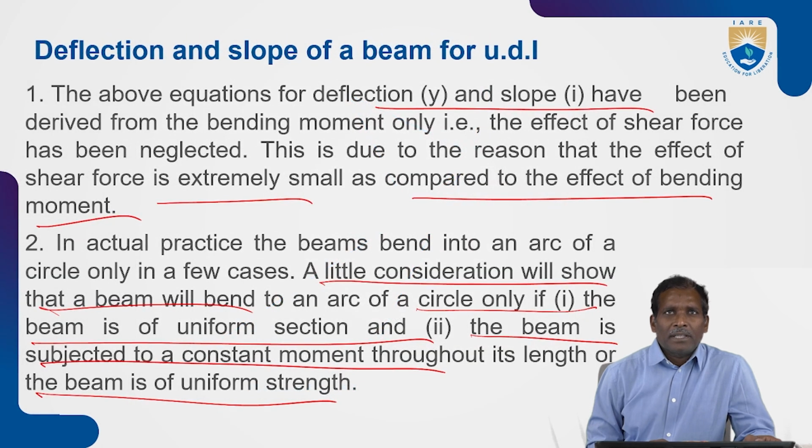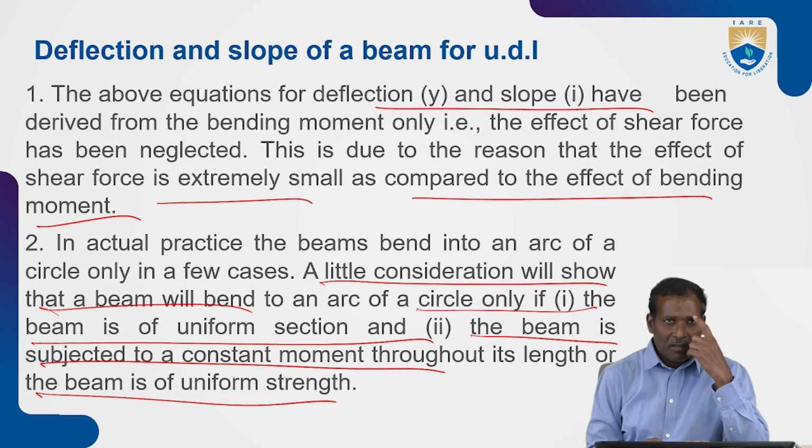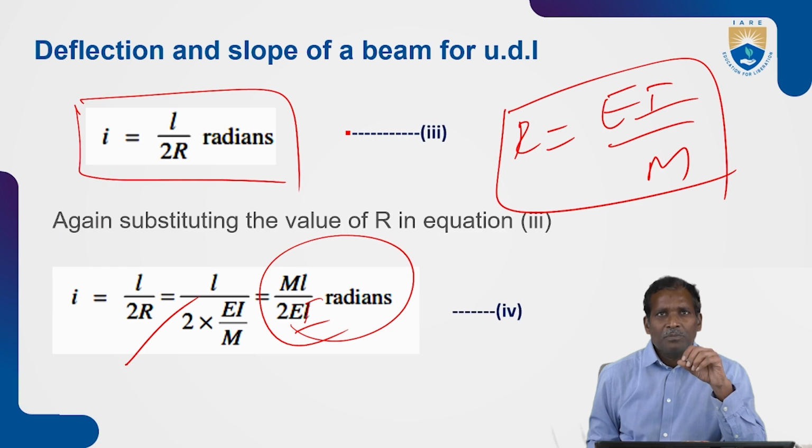In actual practice, the beams bend into an arc in two cases only. One is where the beam bends into an arc of a circle, when the beam is of uniform section and is subjected to a constant moment throughout its length, or the beam is of uniform strength. Only then is it possible for beams to bend into an arc. Otherwise it is not possible.